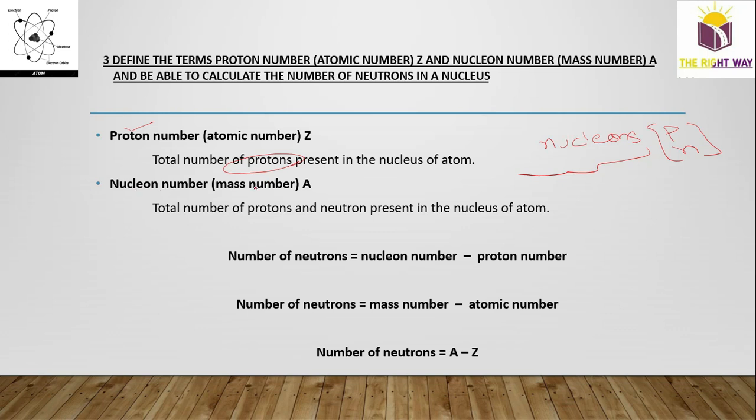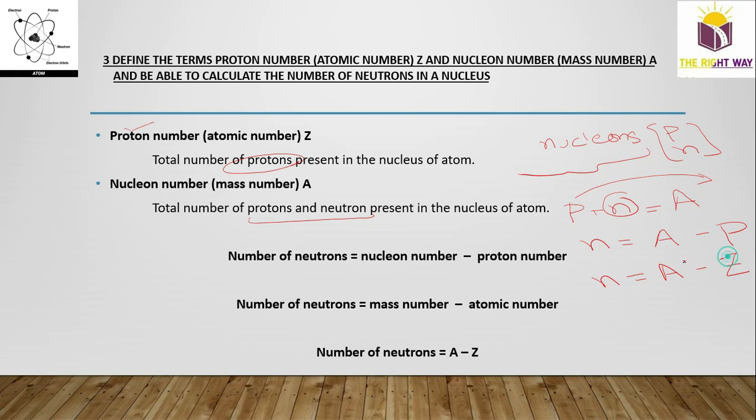Okay, nucleon number, or mass number, denoted by A, is the total number of protons and neutrons. Proton number plus neutron number is equal to mass number. Now, if we have to find the neutron number, this positive P becomes negative on that side, and it is A minus P. And we know that proton number is also called atomic number, denoted by Z. Then it is A minus Z.